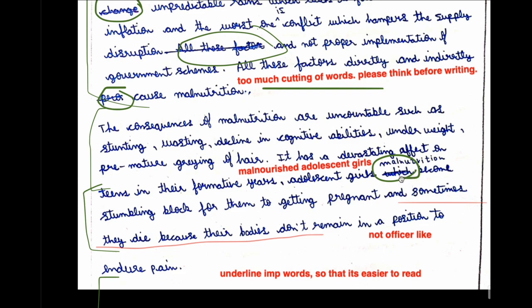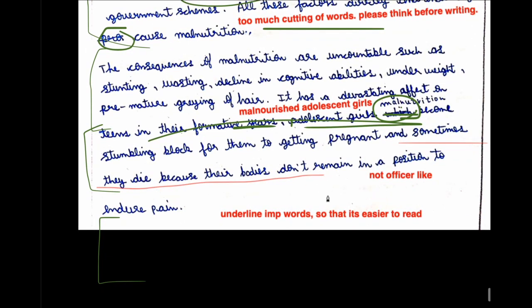He is not writing properly. You see, it has a devastating effect on teens in their formative years. Adolescent girls, malnutrition becomes a stumbling block for them. No, for malnourished adolescent girls. That is the correct way to write. You see, he is not thinking. He struck it out. Then he wrote malnutrition, which is not even correct. He should have placed it properly. So that is the thing.